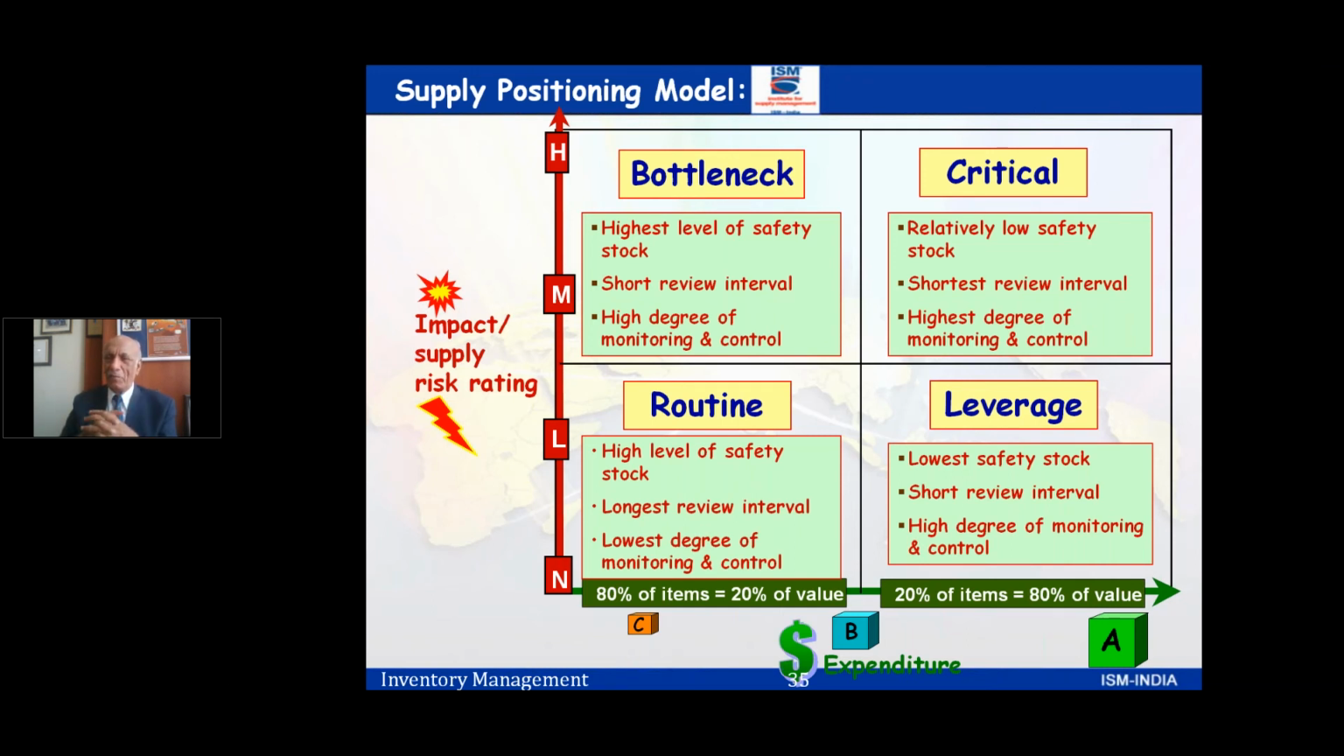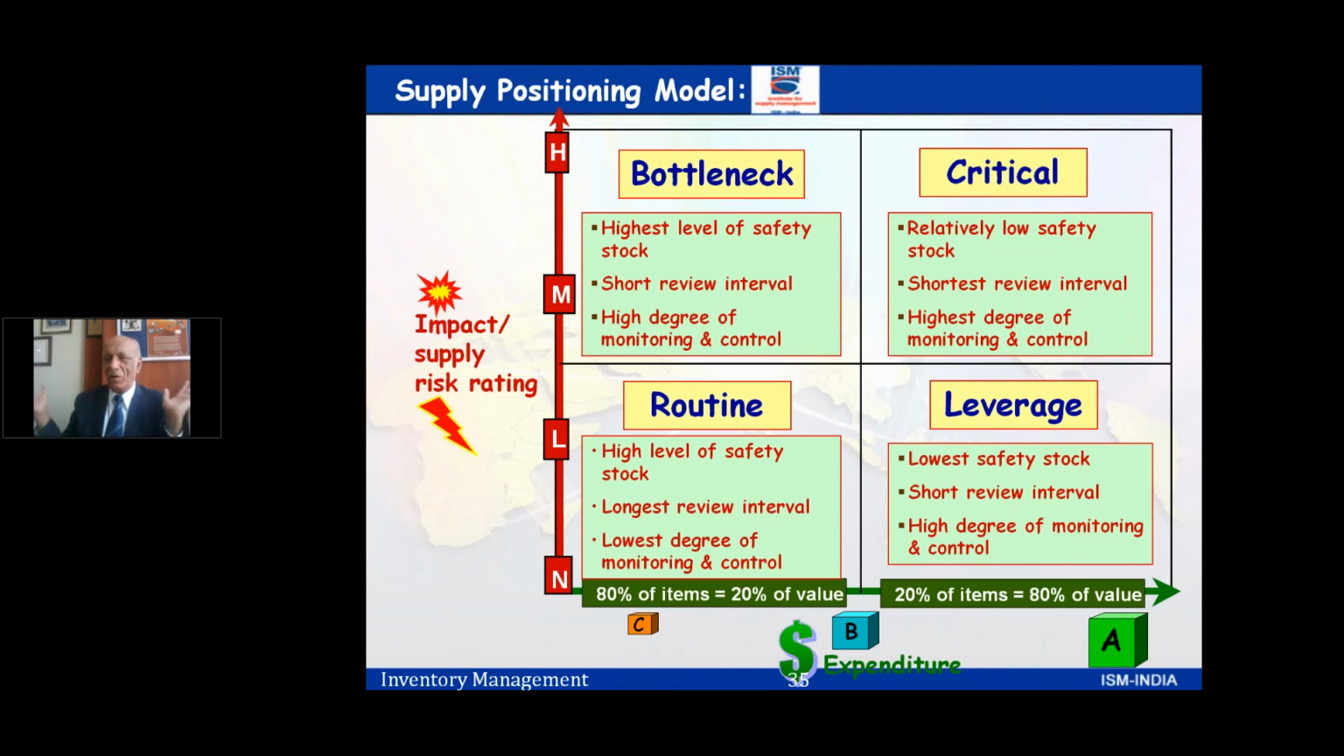I know one automobile company. They were getting their transmission box from Thailand. There was a big flood in 2011 and they were not able to get it. Since the item was coming from one supplier and it's a very critical item, without that the car cannot go out. So safety stock was kept, but the review was not kept very short. They were keeping the review time like other normal items. If they had been reviewing, they would have said the floods are coming, let's get the goods in advance. So, highest degree of monitoring and control.